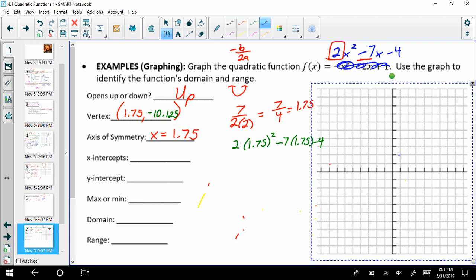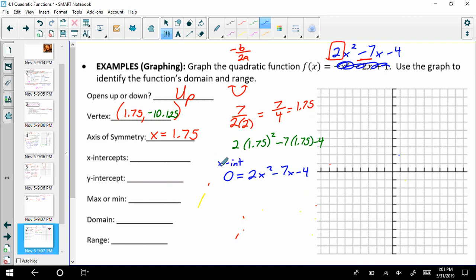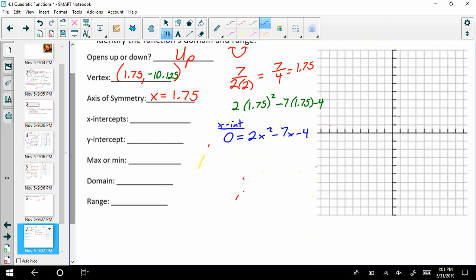To find the x-intercepts, I am going to set my function equal to 0. Now to solve this guy, we're probably going to have to factor it. So I want to multiply to negative 8 and add to negative 7. What two numbers do that? A negative 8 and a positive 1.